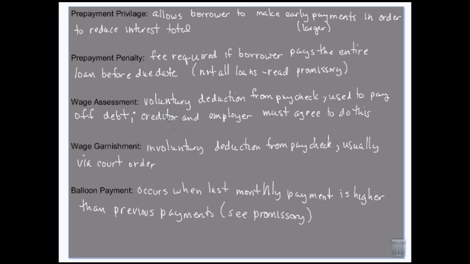Okay. And then balloon payments. Again, this would have to be mentioned in the promissory note. It's when the last monthly payment is higher than the previous payments. Now, this happens because things don't work out 100% evenly.